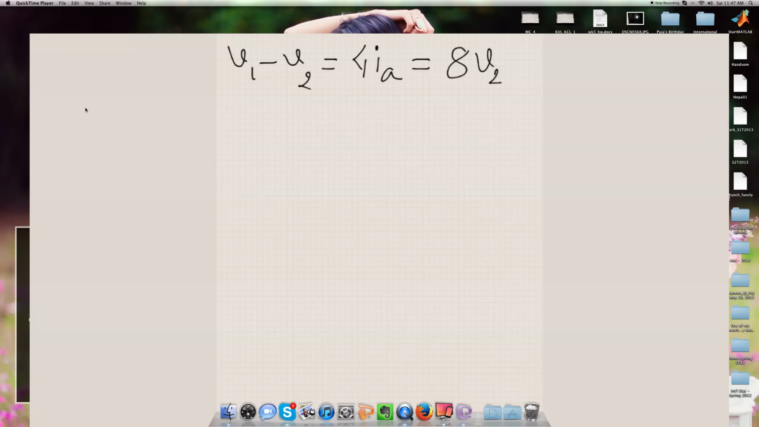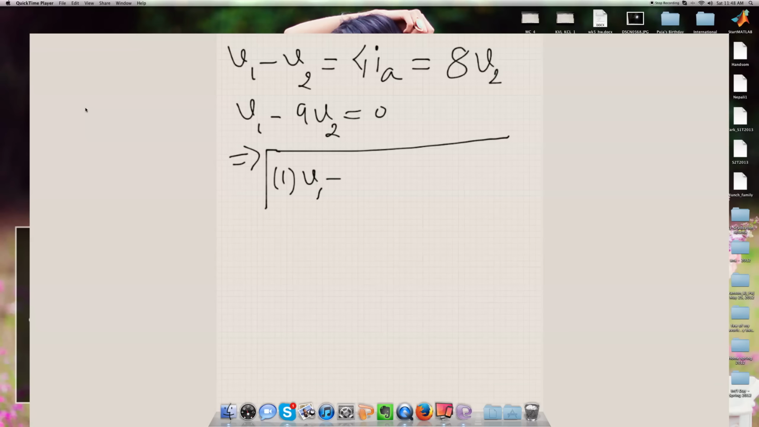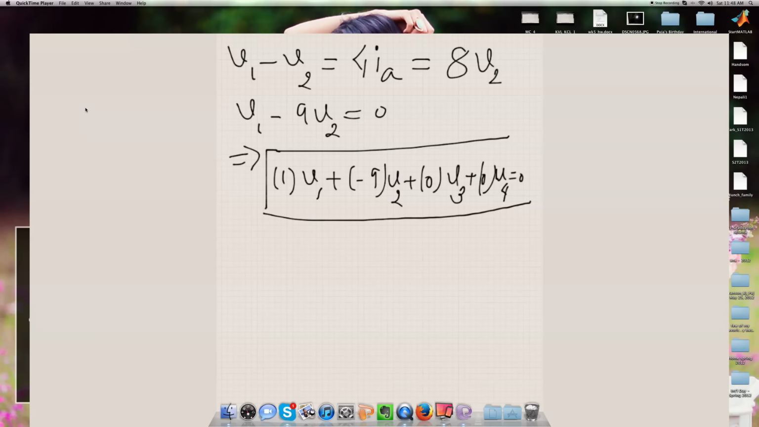Meaning we have now V sub 1 minus 9 times V sub 2 equals 0. Well, this will give us the first box to go into the matrix, such as the following: 1 times V sub 1 plus minus 9 times V sub 2 plus nothing times V sub 3 plus nothing times V sub 4 equals 0. Our matrix would have 4 elements, V1, V2, V3, V4.